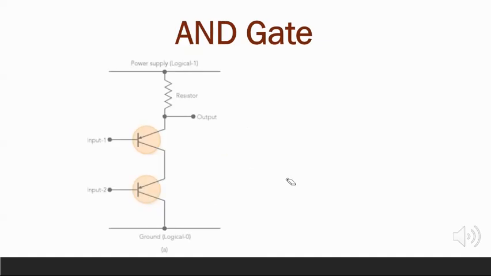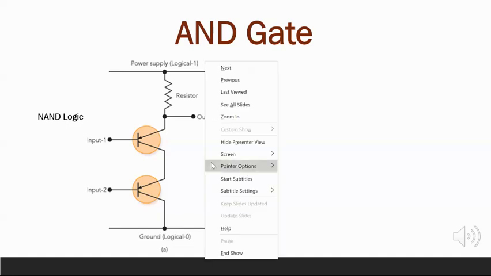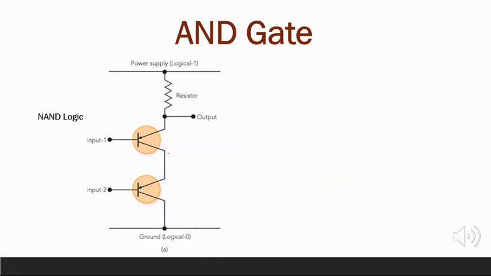The AND gate can be implemented on a NAND gate. A NAND gate can be implemented with two serially connected transistors as shown in the figure. In the NAND gate, when input 1 and input 2 are both at a low level, both transistors are blocking. The output is kept at a high level.